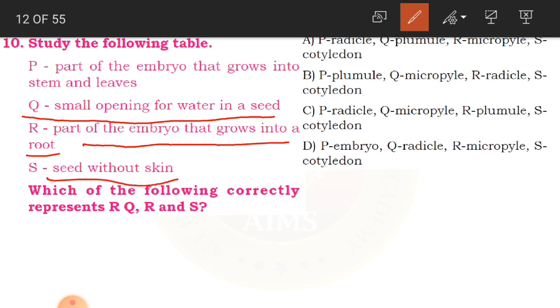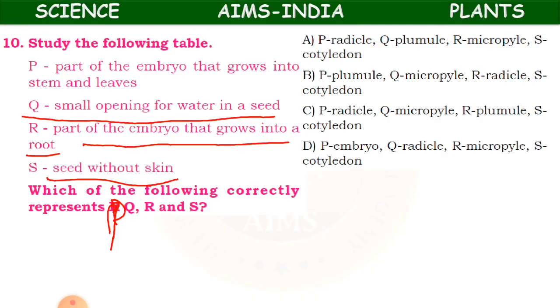Now which of the following correctly represents P, Q, R and S? So now what we have to do is name that particular part. Okay, so here P in the A option.